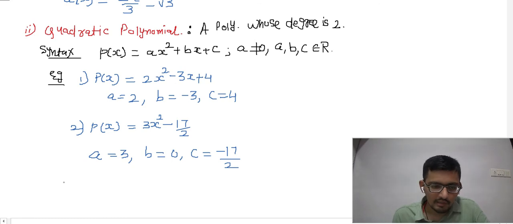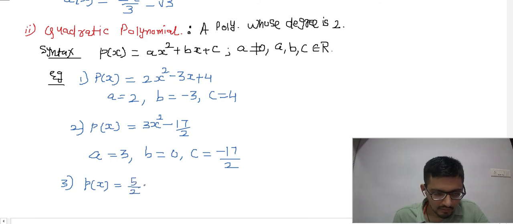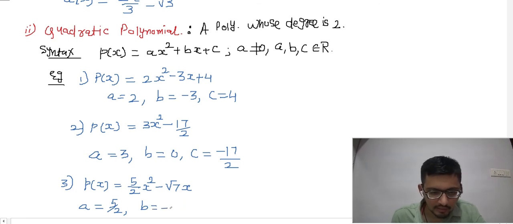Third one, let me write one more example. P of x is equal to, say for example, 5 by 2x square minus root 7x. This I can say quadratic polynomial, of course yes, because the degree is again 2. What is a? A will be 5 over 2. What is b? Minus root 7. And what is c? 0.